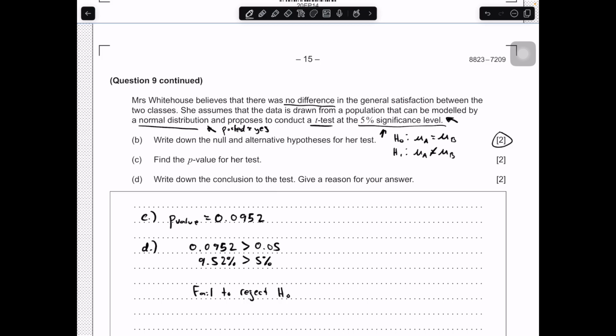We can't reject the idea that there is no difference in this case. Or, in another way, we accept the idea that there is no difference. We fail to reject it. P-value greater than the significance level, accept the null hypothesis, or phrased differently, we fail to reject the null hypothesis. And this is our justification.